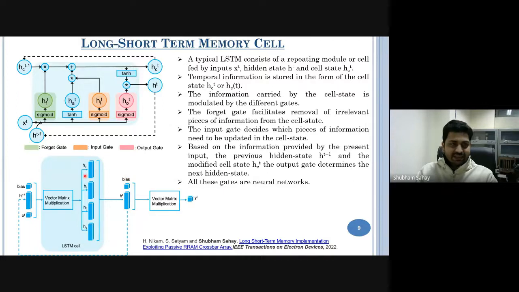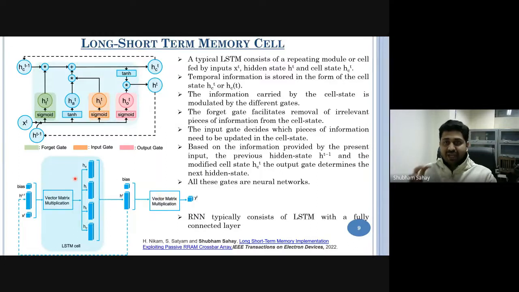So we have this LSTM where there is a feedback, and after that we have a fully connected layer, like a feed forward network which doesn't have any feedback, and that gives you the output. So an RNN typically consists of these LSTMs as the initial layers, which have a feedback, and fully connected layers which do not have a feedback. However, vector by matrix multiplication is the prominent operation even here.